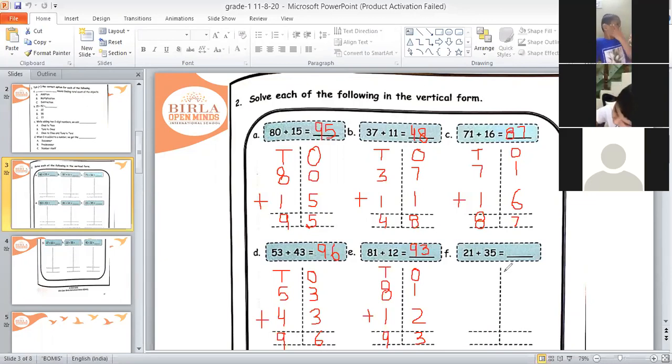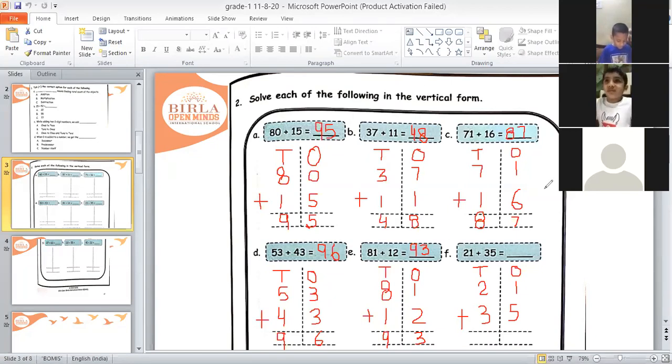So we will arrange these two numbers in ones and tens column. Okay, so we'll start arranging them. So 2, 1, 21. So this 2 will come in tens place and this 1 will come in ones place. Your next number is 35. So this 3 will come in tens place and 5 will come in ones place. And we will put plus sign beside this 3.